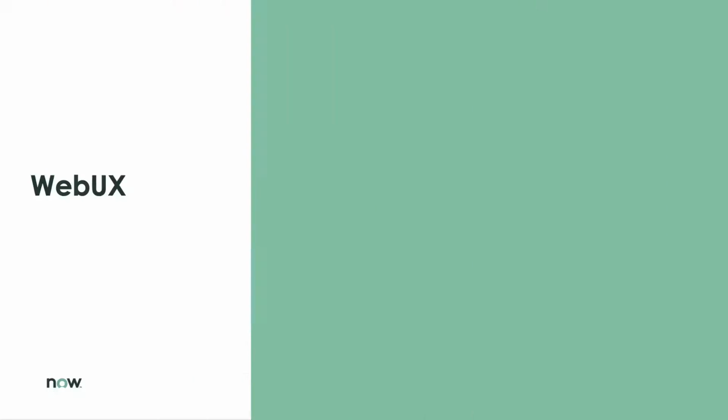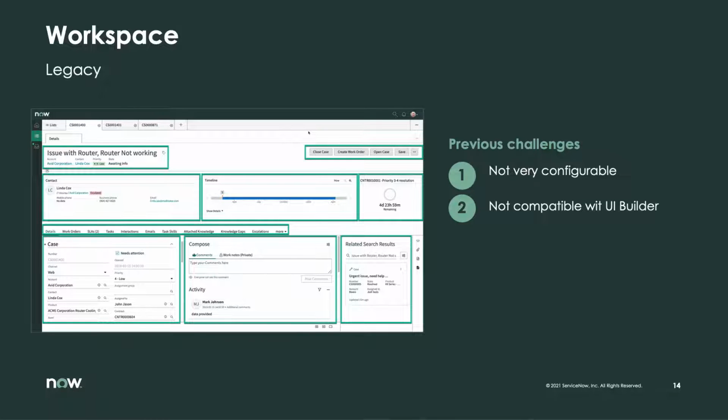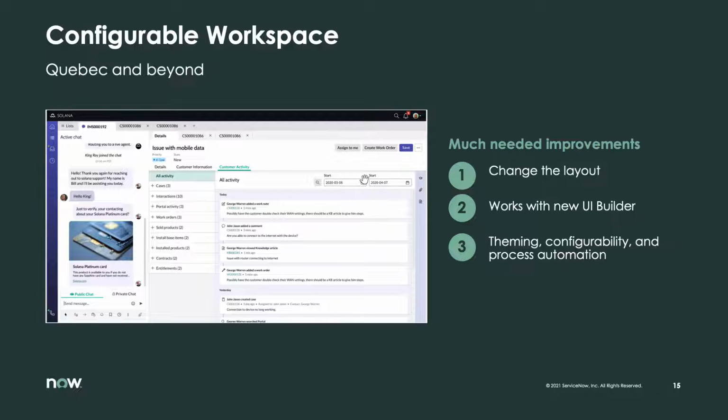Okay, let's take a look at some of the web UX updates then. Just as a quick review, again for the newbies, Workspace gives you that modern all-in-one experience for agents to get their work done. Prior to our spring 2021 release, Quebec, the workspaces were really not all that configurable. There was a challenge there for people. So we introduced configurable workspaces in the Quebec release for App Engine and Customer Service Management, or CSM.